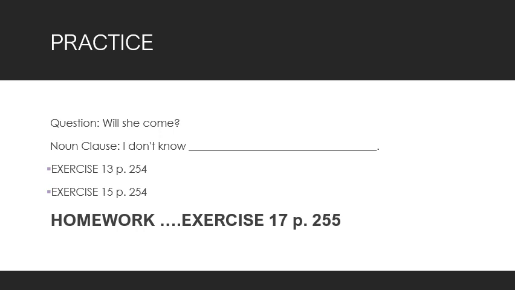All right, it's time for some practice. Let's look at the first question. Will she come? That is a yes/no question. So you know that your only options are to use whether or if. So to make that a noun clause, you would say, I don't know if she will come, or I don't know whether she will come. Don't forget, you could also use or not. I don't know whether or not she will come. I don't know if she will come or not.